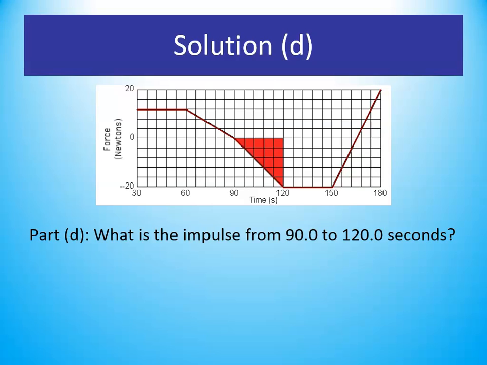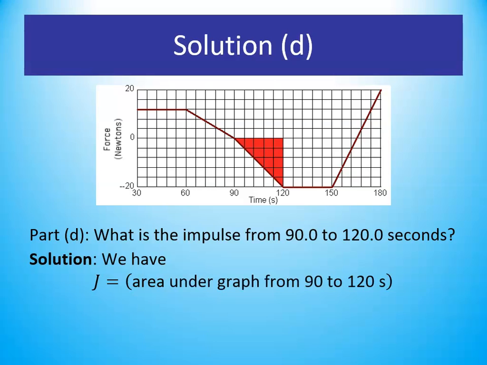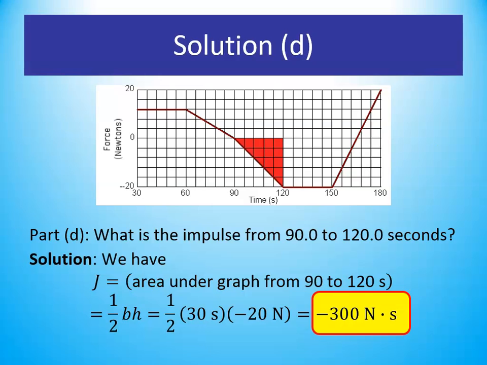How about the impulse from 90 to 120 seconds? Well, that's the area of this triangle. What's the area of a triangle? It's 1/2 base times height. But in this case, the height is negative. The height is negative 20 newtons. In other words, you could think of it as final minus initial, so negative 20 minus 0. So your height is negative 20 newtons, the base is still 30 seconds, so you get an impulse of 30 times 10, because half of 20 is 10, and there's a negative there, so negative 300 newton seconds.